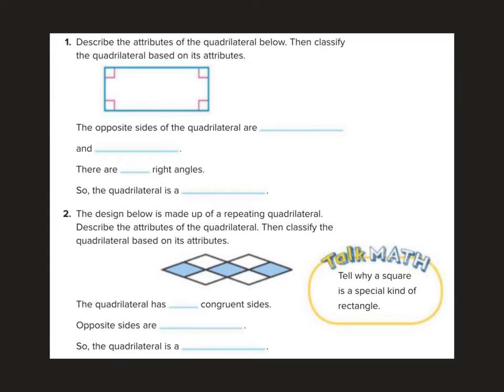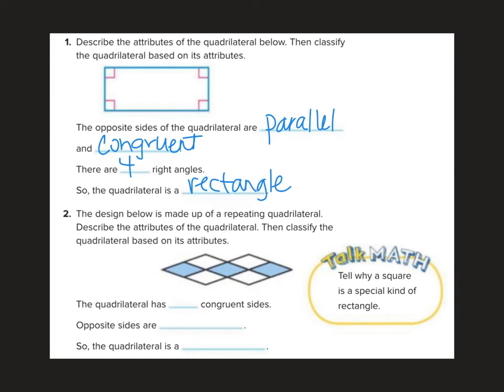Here we go. Describe the attributes of the quadrilateral below, then classify the quadrilateral based on its attributes. The opposite sides of the quadrilateral are parallel and congruent. There are 4 right angles, so this quadrilateral is a rectangle. Right? Same old rectangle you've always known and loved. It's just good to know the attributes that we classify each one with.